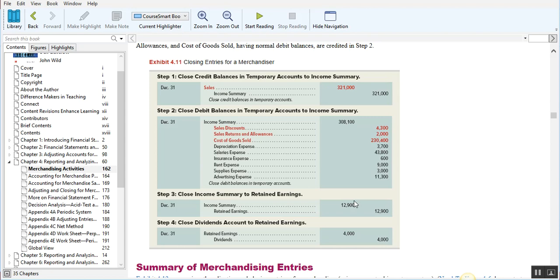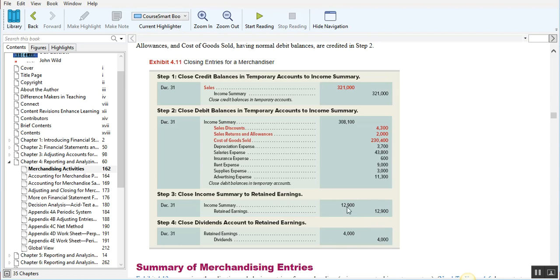Now, the difference is shown here because the next step is that we close income summary to retained earnings. We do that because we want to show the adjustment that's taking place as we close out those accounts, and income summary is where we capture that. That adjustment will increase retained earnings with the net income, and that's what we're doing here.